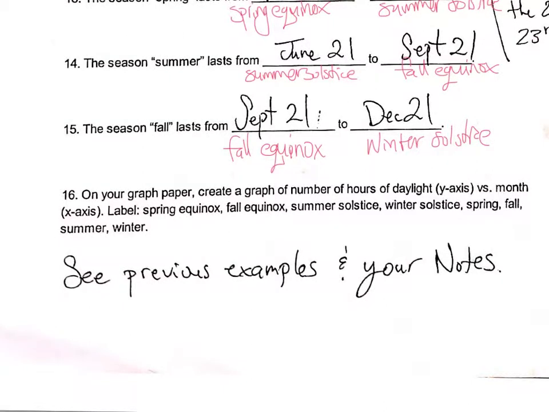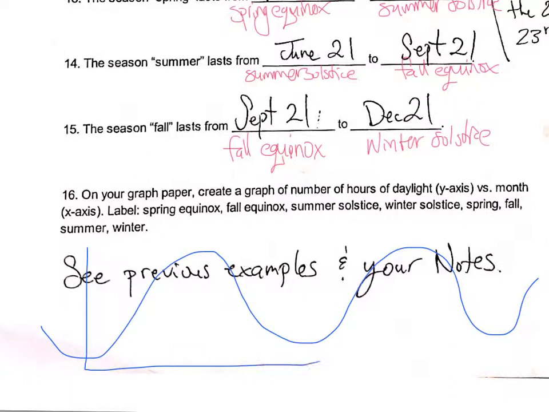So, number 16, on your graph paper, create a graph. So we've done this. Take a look at your graph. It should be very detailed. You should have things listed like equinox, solstice, and then seasons, summer, fall, winter, spring, number of hours of daylight. It should be a nice smooth graph that kind of looks like this. Okay, and if you're making a graph, if it takes up the entire page, that's good.